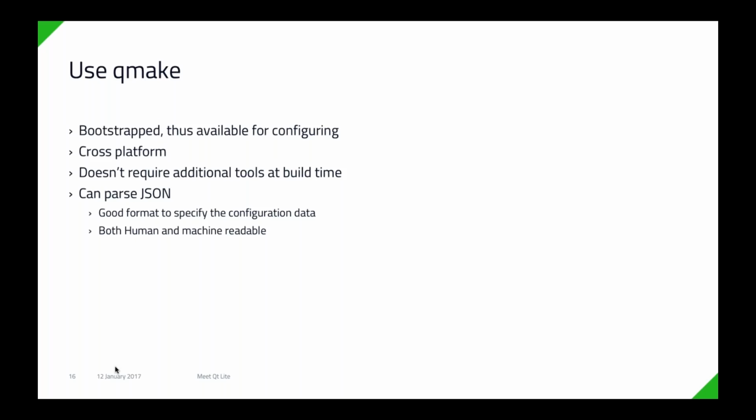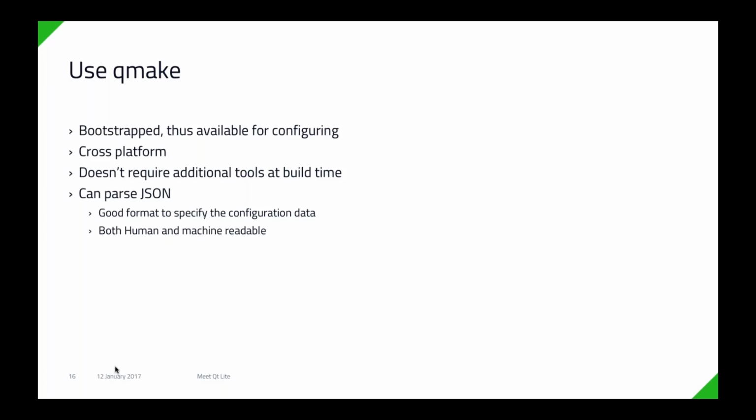The advantage with QMake is that it's bootstrapped already. It's available very early in the stages of building Qt as a product. And we can thus use it for configuring. It's available across all our platforms and has a cross-platform syntax. And we don't require any additional tools at build time, which is always a problem because you need to have them installed and you have additional dependencies. It just complicates the whole process of building and compiling Qt.